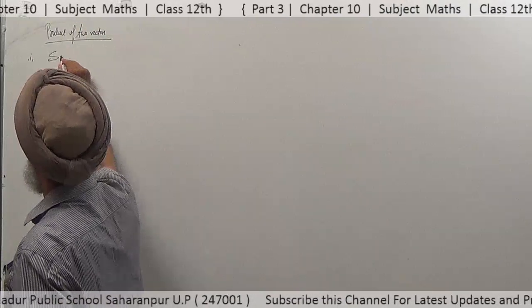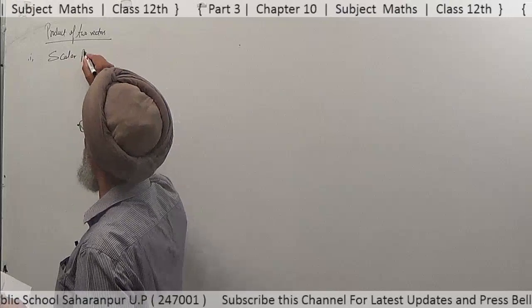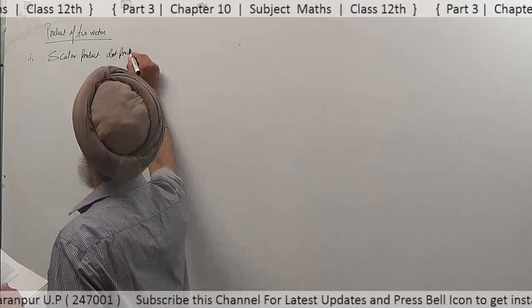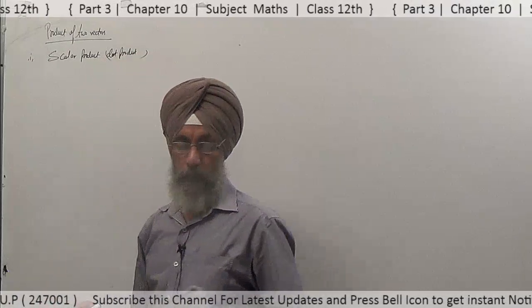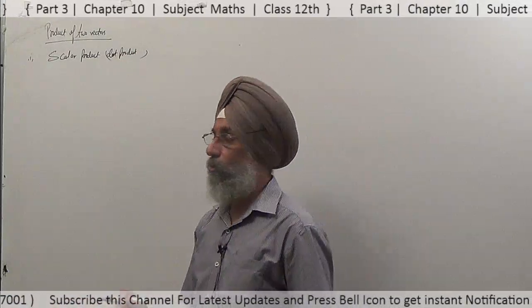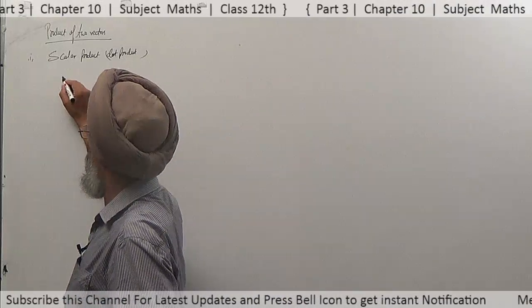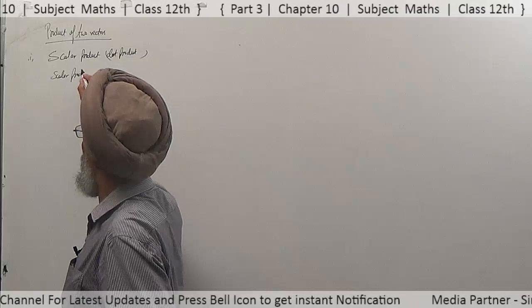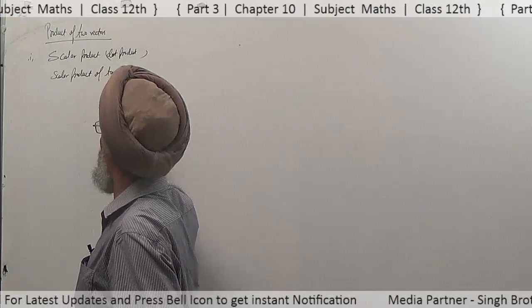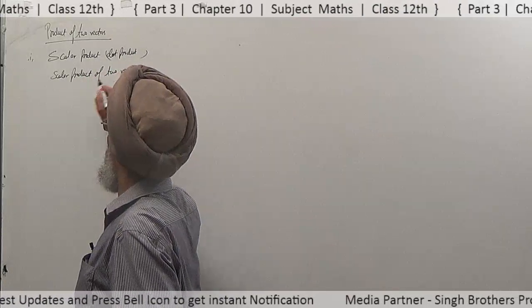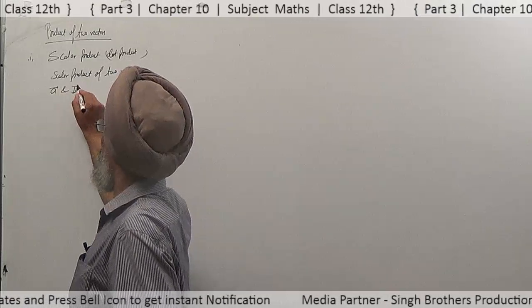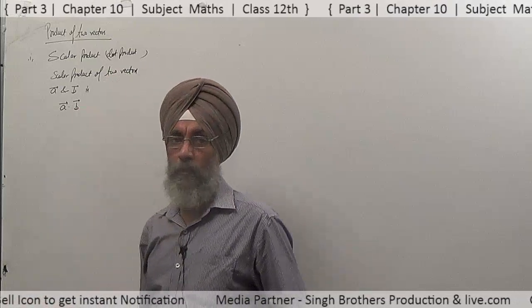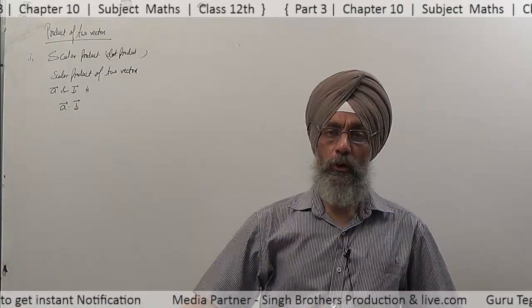we talk about the scalar product, or you call it the dot product. If A and B are two vectors, then the scalar dot product of two vectors, say vector A and vector B, is given by A dot B. What does A dot B mean?